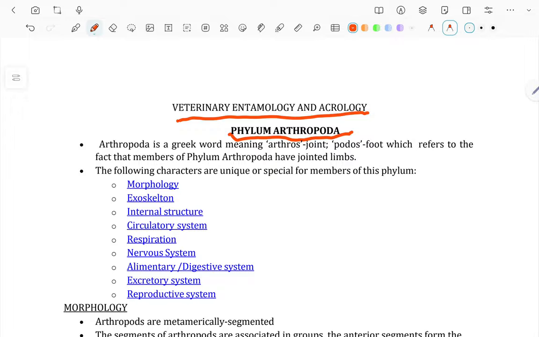Arthropoda is a Greek word meaning arthros, joint, and podos, foot, which refers to the fact that members of phylum Arthropoda have jointed limbs. The following characters are unique or special for members of the phylum: morphology, exoskeleton, internal structure, circulatory system, respiration, nervous system, alimentary or digestive system, excretory system, reproductive system.